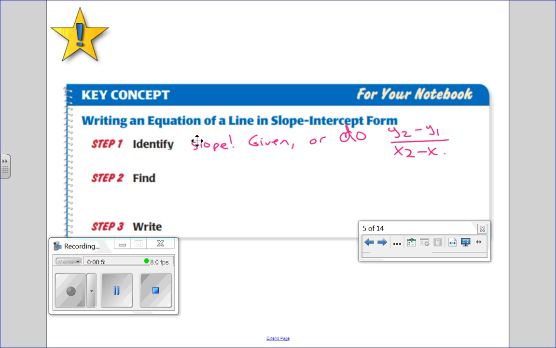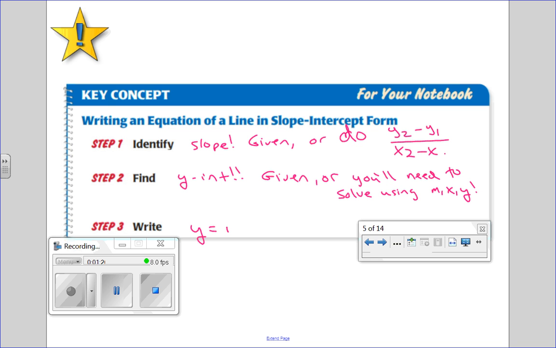Step 2, find your y-intercept. That will also either be given to you or you'll need to solve it, using an m, an x, and a y. So if you have your m and you have at least one x and y value, you could solve for b. And then finally, before you run to your seats, write everything in y equals mx plus b form.